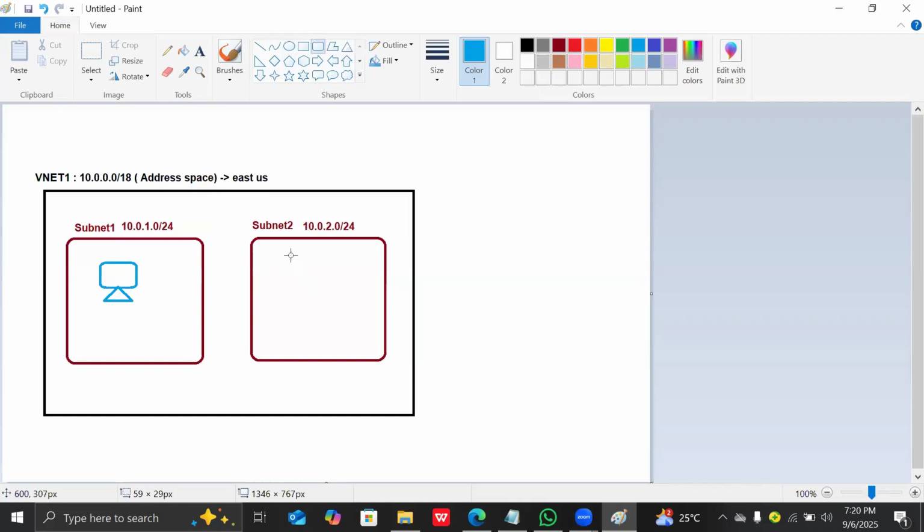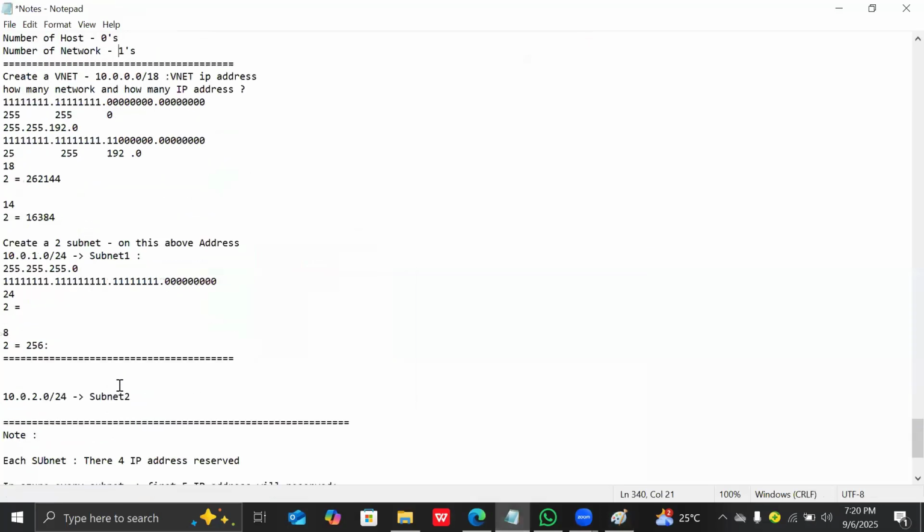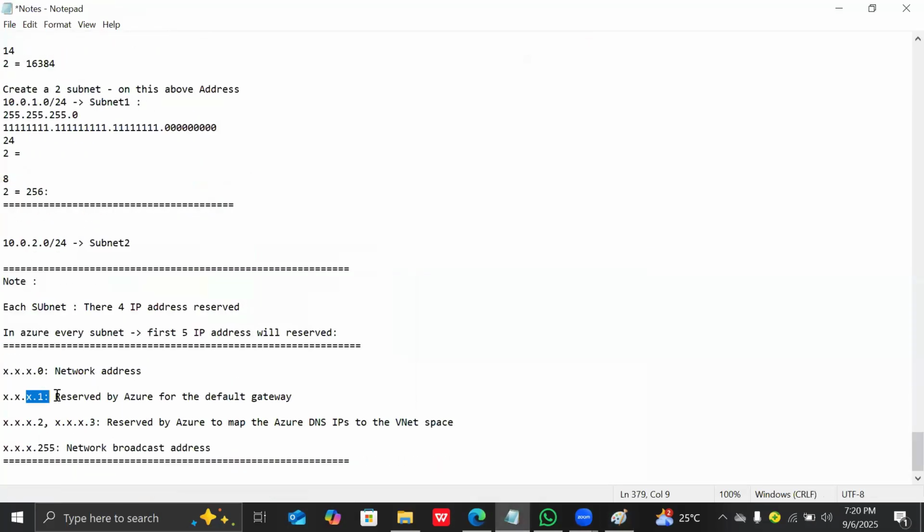1.5 and 1.6. Start with 10.0.1.5, and the second one is 1.5. No. Think and answer me. I told you here, 1 is reserved for the default gateway, 2 and 3 are reserved for DNS. What would be the next IP address? Then 4. 4 and 5.